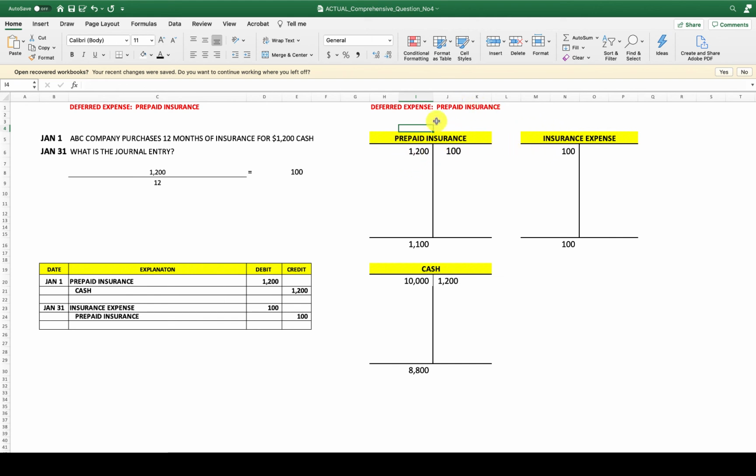So notice what's happening here. This is a transformation. This asset becomes an expense when we use it up. That's very important. A definition of expense is really the using up of an asset. So when you use up an asset, that asset now becomes an expense. So this is an example of prepaid insurance. And we're going to now do another example.